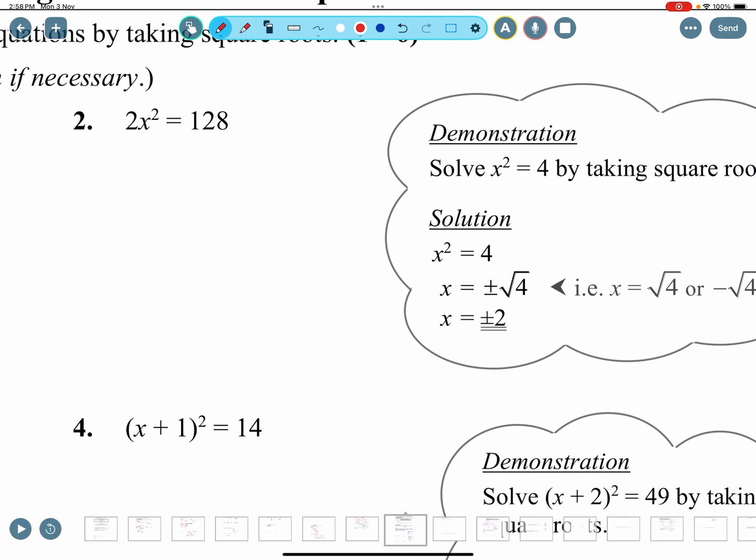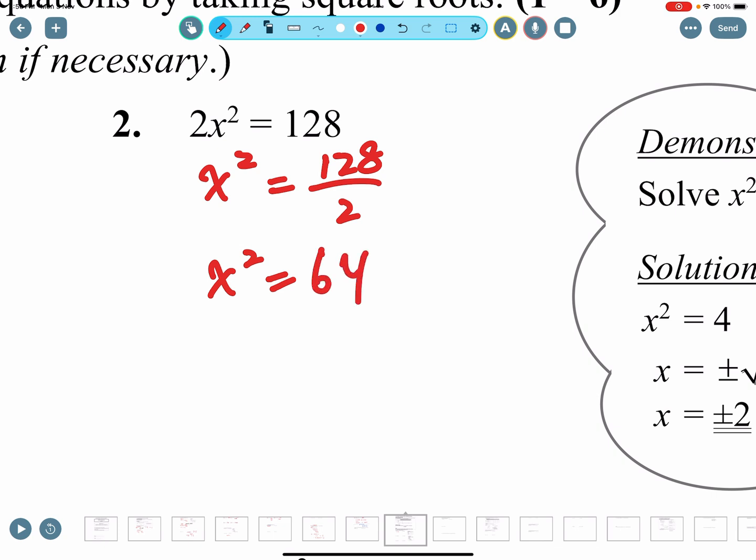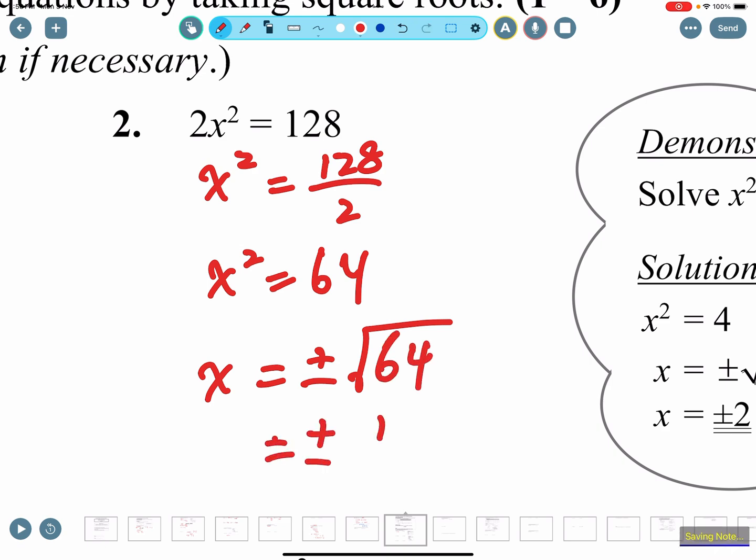Again, do not put the square root if there is still a number on the left. You have to make sure that everything on the left is with a square. You have to move the 2 first because the 2 does not consist of a square. If the 2 does have a square, then you put the square root on the right immediately. But currently the 2 does not, so we have to move it first so that we have x squared on the left. 128 divided by 2 is 64. The final answer here is plus or minus square root 64, and then the final answer is plus or minus 8.